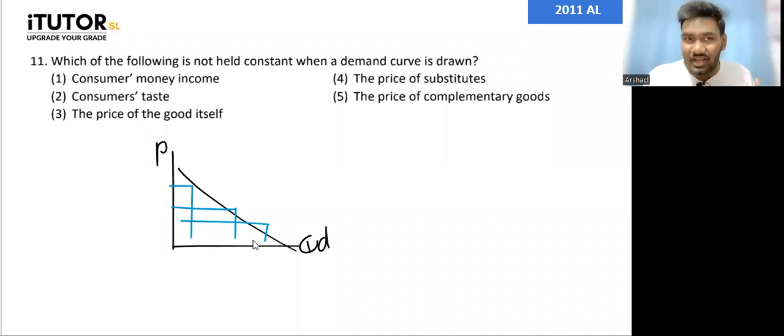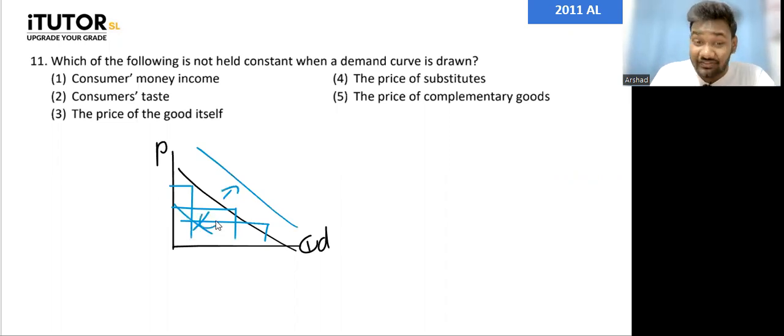Price can change. But whenever something else changes, then we have to draw a completely new demand curve. We'll have to either shift to the right and draw a new one, or shift to the left and draw a new one. So other factors are held constant while the price is allowed to change. Is that okay, guys? The basics of the law of demand.